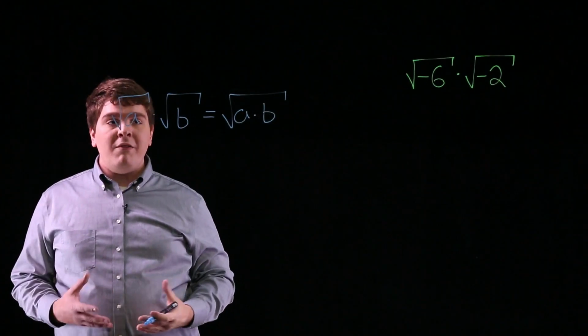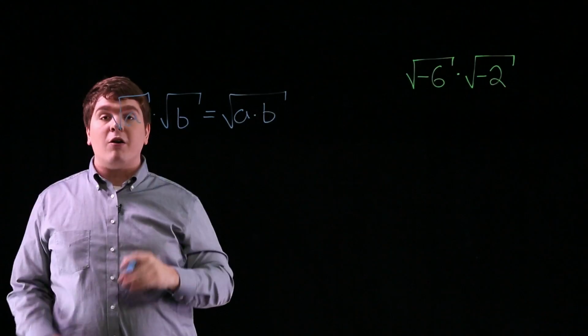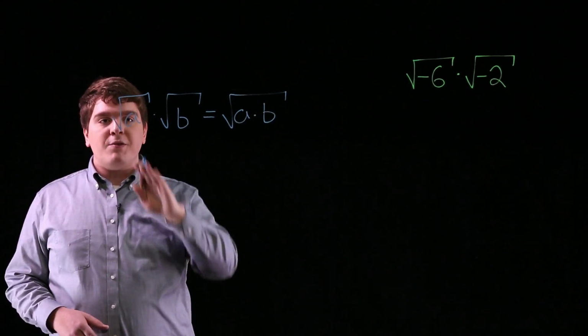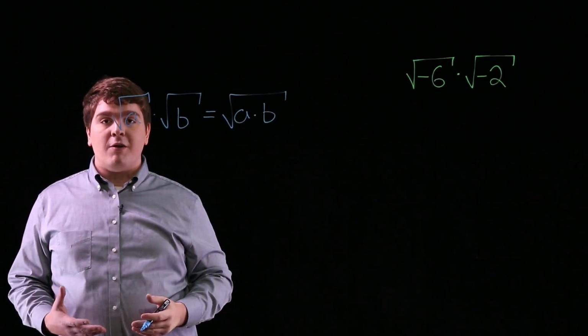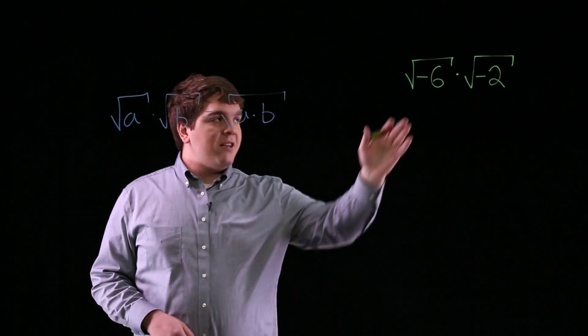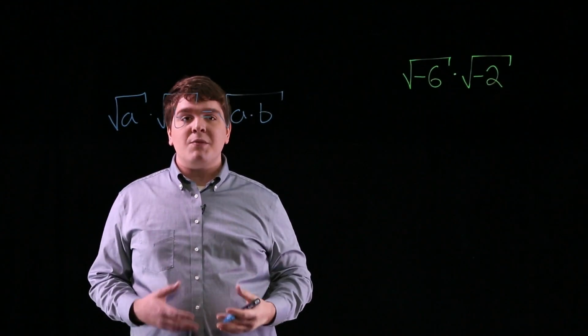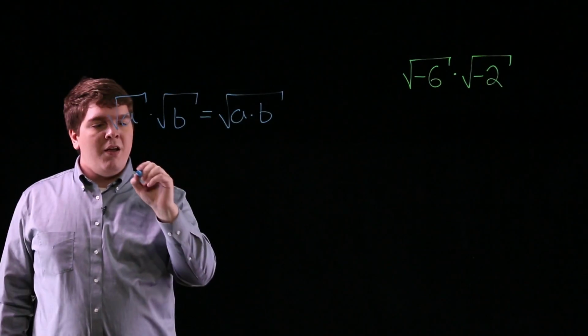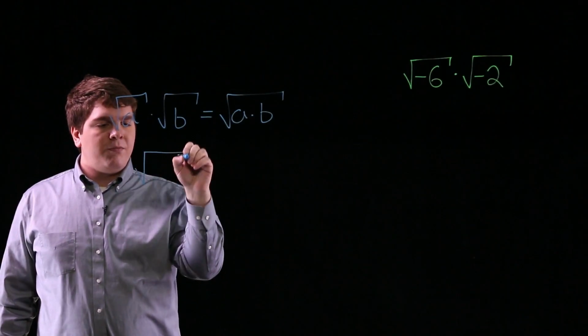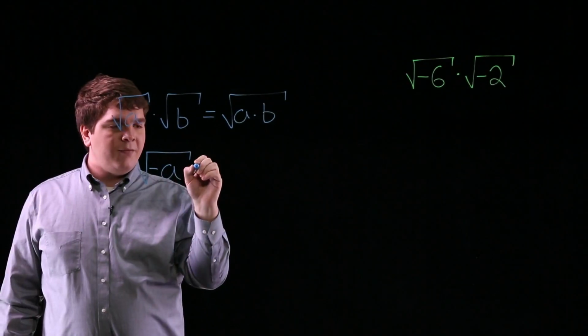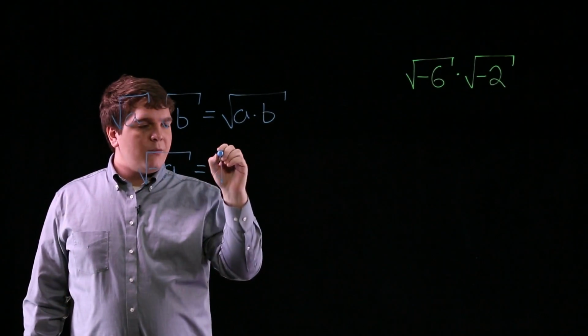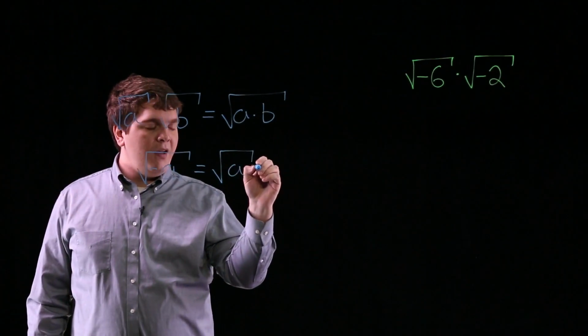Now this rule is only valid when either both a and b are greater than 0, or at least one of a or b is greater than 0. Since, in this case, both a and b are less than 0, we have to consider the principal square root of a negative number, which states that the square root of -a is equal to the square root of a times i.